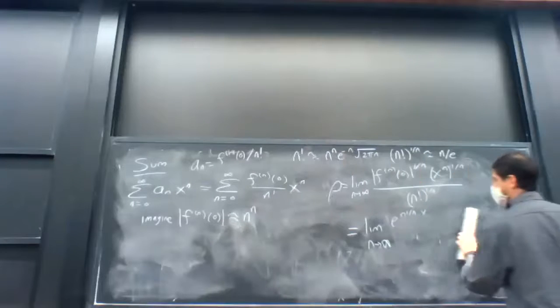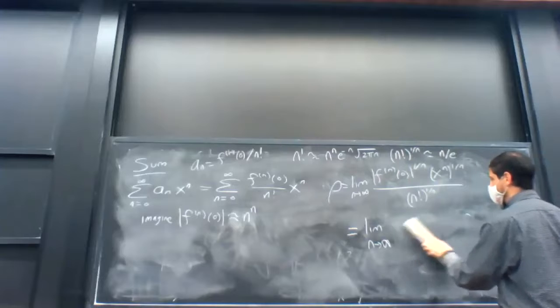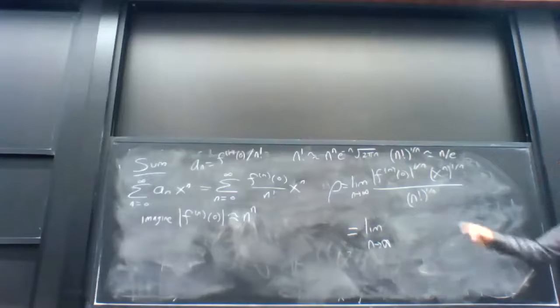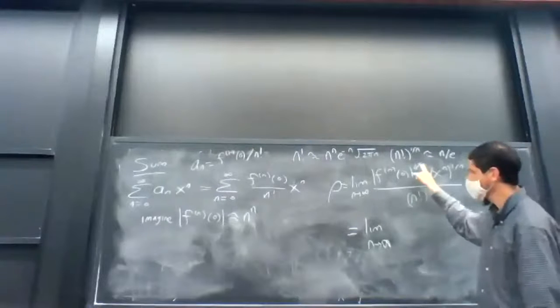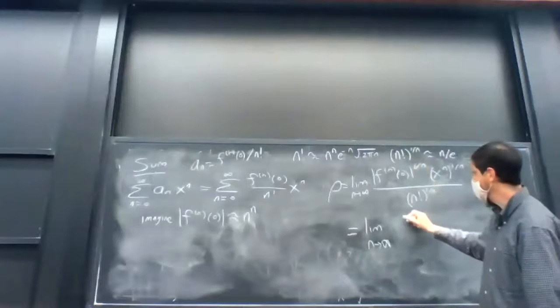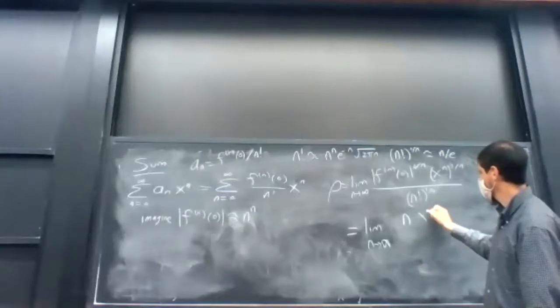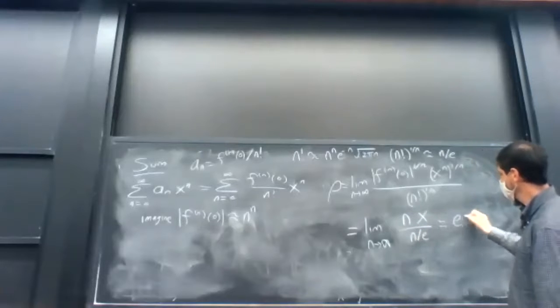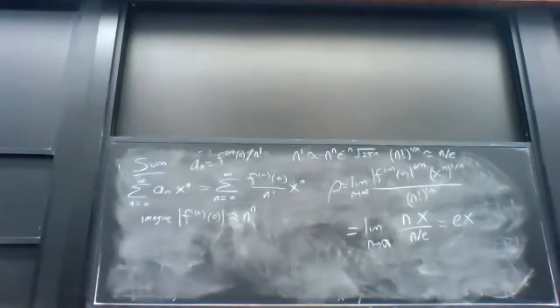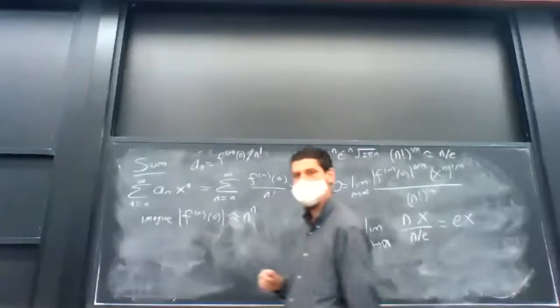And the nice thing about being at a blackboard is I can just erase that small little bit over here. And now this would become n to the n to the 1 over n. That's just n. This becomes x. This is n over e. So this is just ex. So when does this converge? What values of x would this converge?